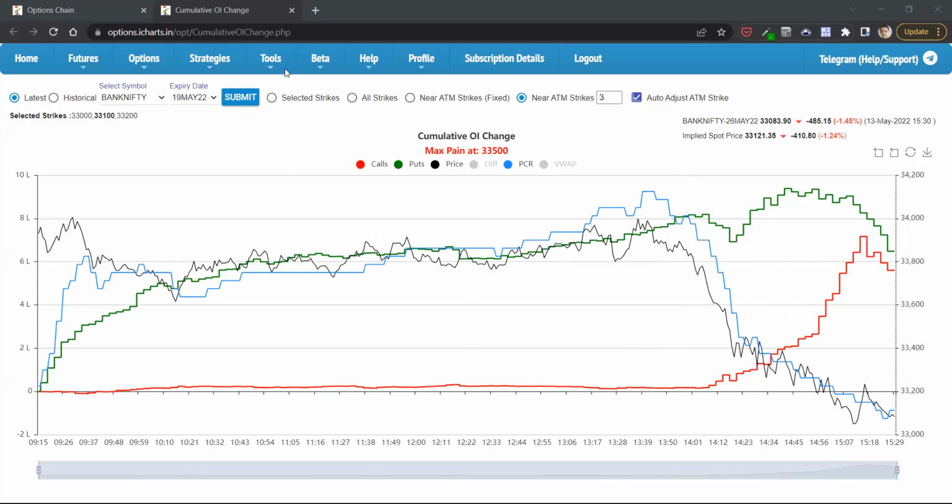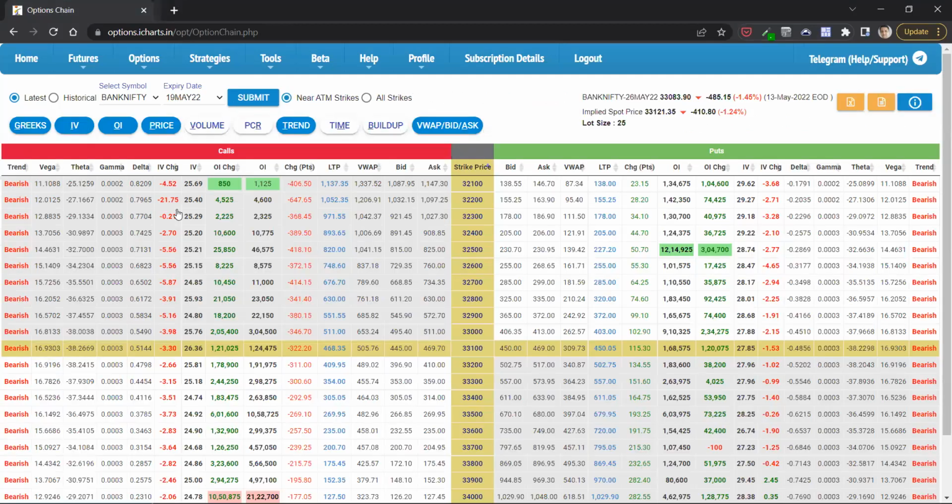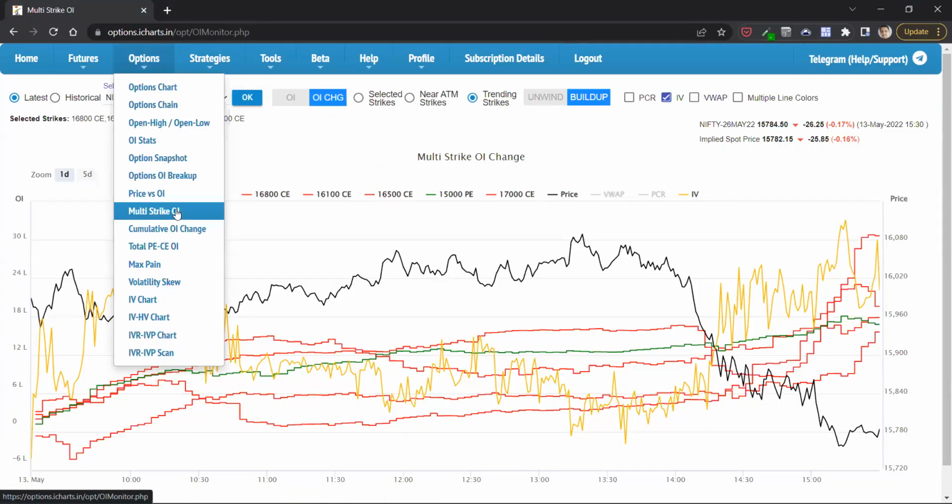Okay, let's take the next tool. The next tool is multi-strike OI. I'm sorry to disturb you on one more thing. Whatever you showed, this is the graph.